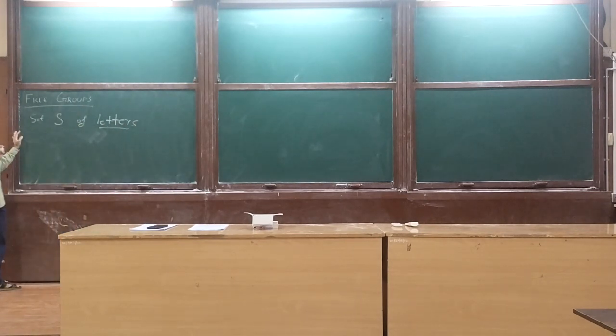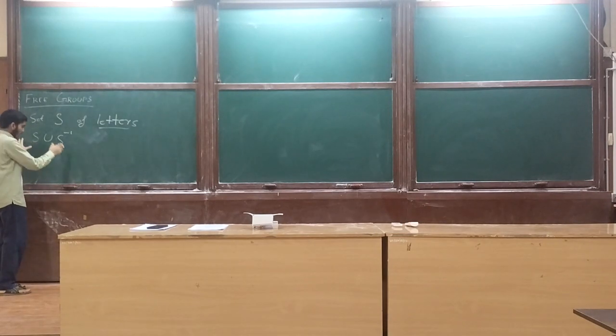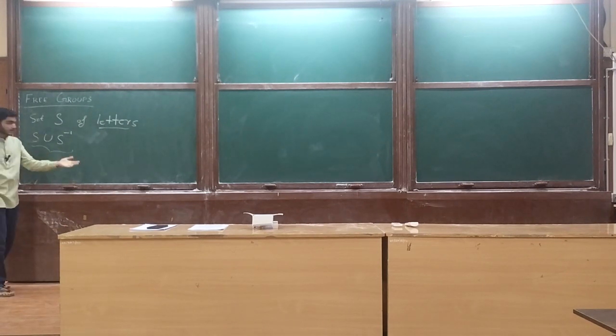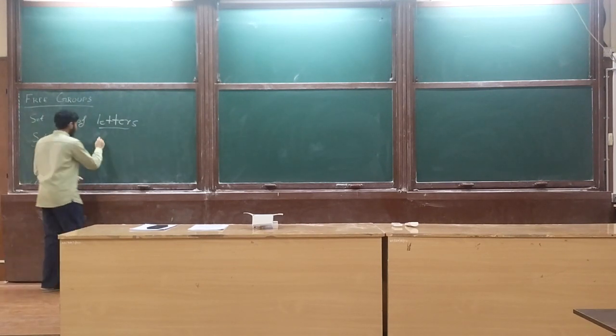We say that elements of S are letters. Then we look at the set S union S inverse. S inverse is the set of formal inverses of all these letters. Now we take letters from this set, and we form finite length strings with them, which are called words.